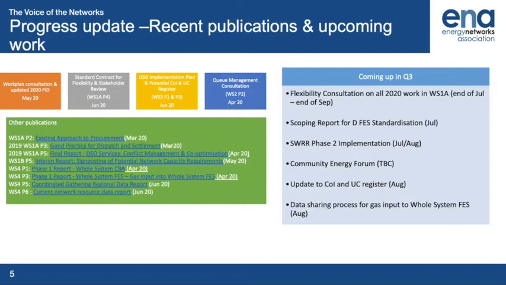And then in the bottom left, there's a list of other publications that we have published on the ENA website in conclusion of our development work in the programme. I think if I'm going to draw attention to anything in there, we've got a series of Workstream 4, which is our whole energy systems workstream. We published a set of output on that, and we are continuing a number of areas of development for our liaison between gas and electricity.